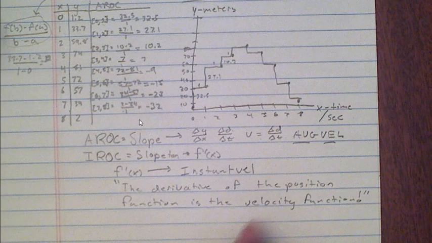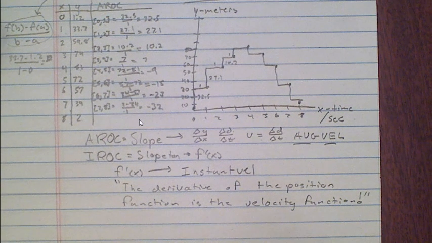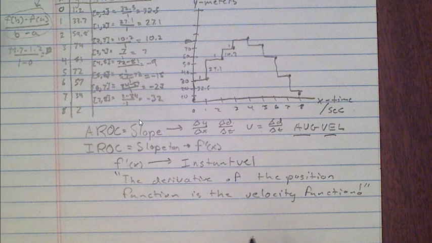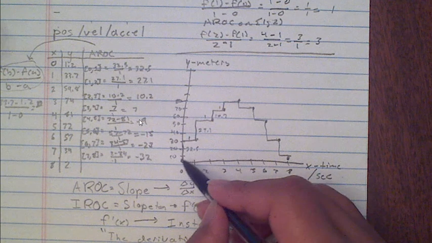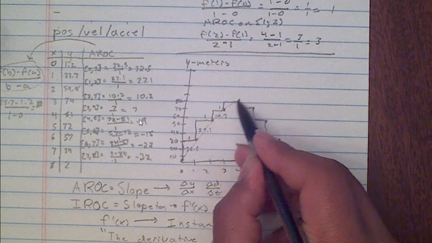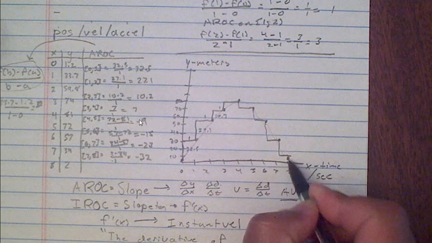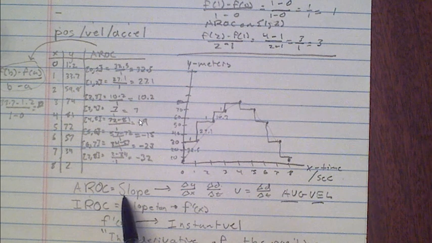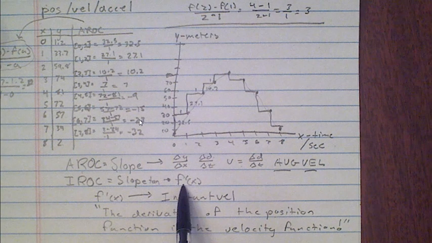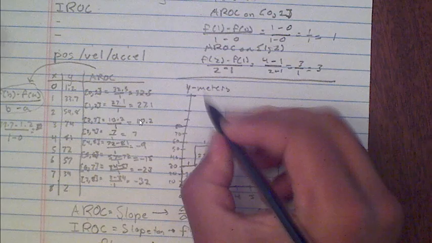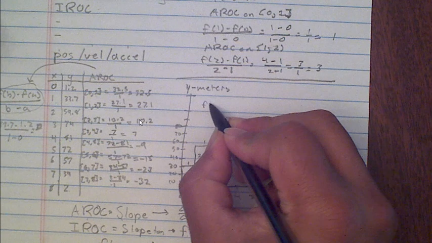So what we're going to do now is use this quadratic curve. And we only have points, so we can only do average rate of change. Let's find the instantaneous rate of change, which means we need a function. So what is f of x? How do we do that?